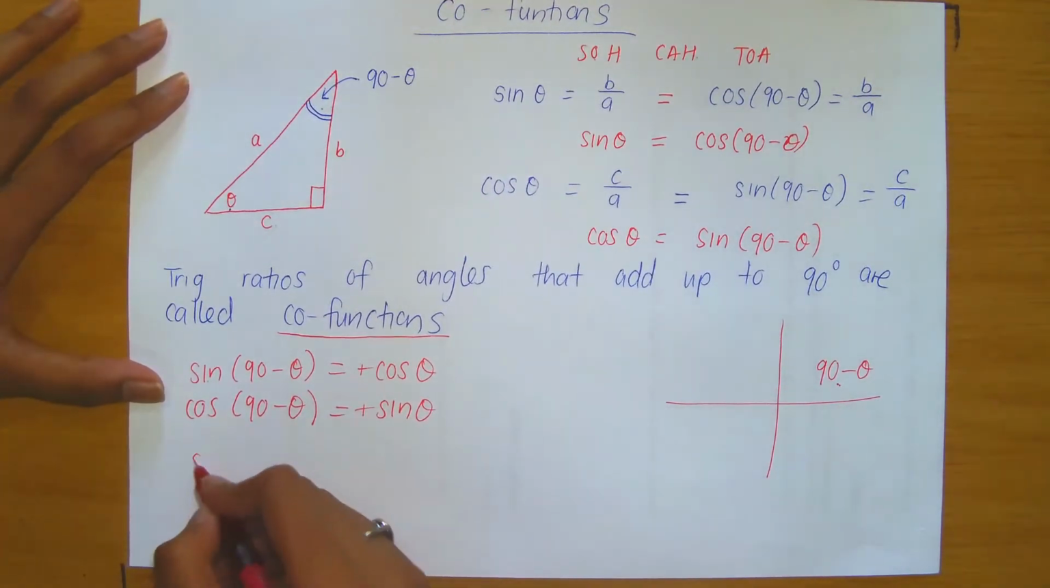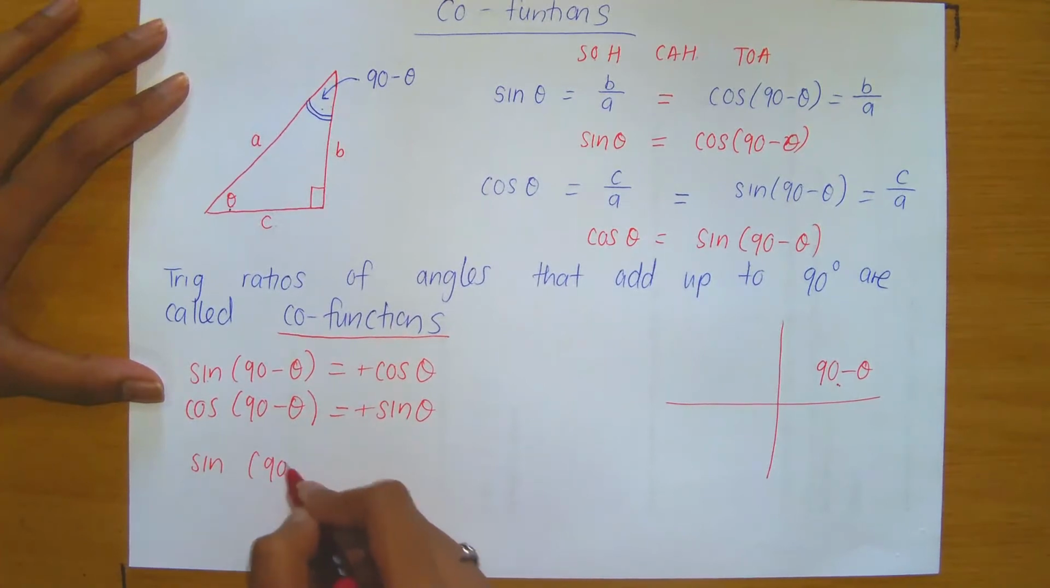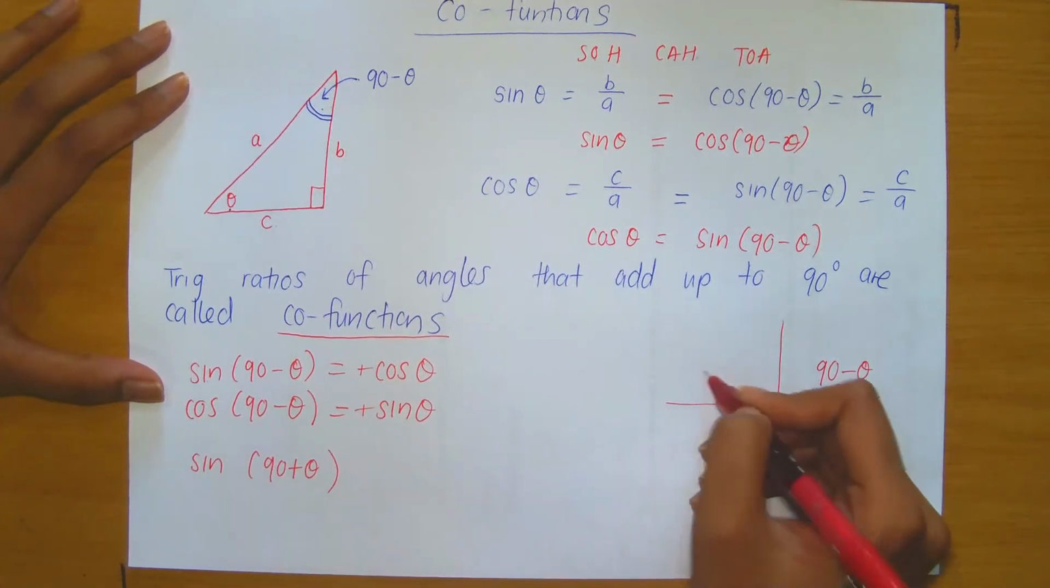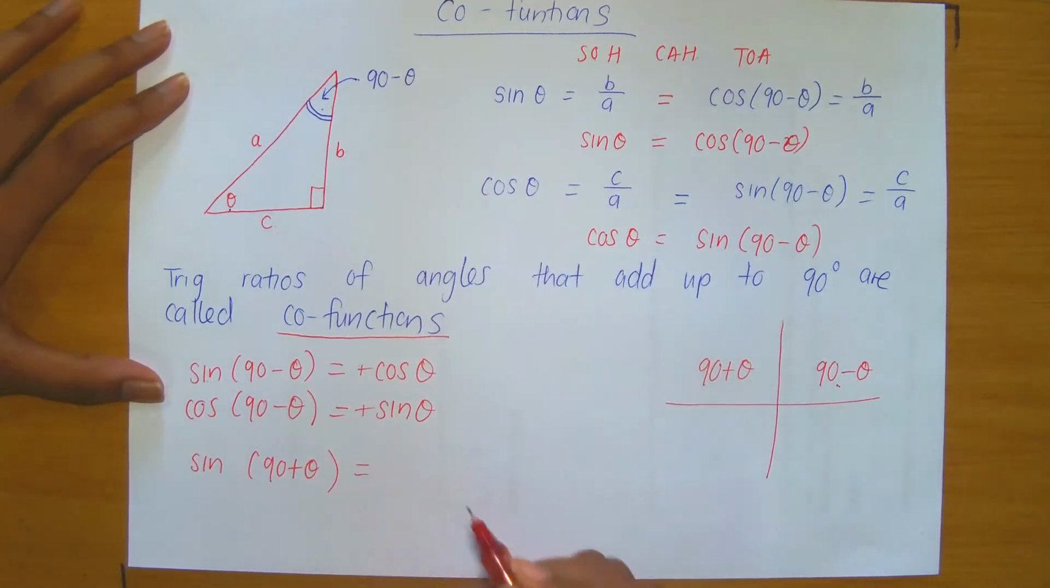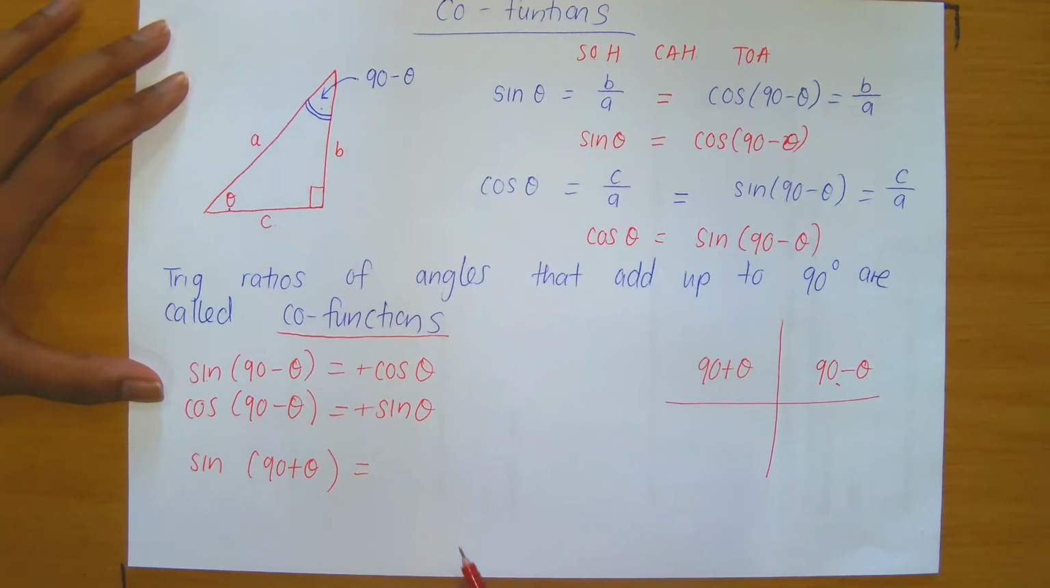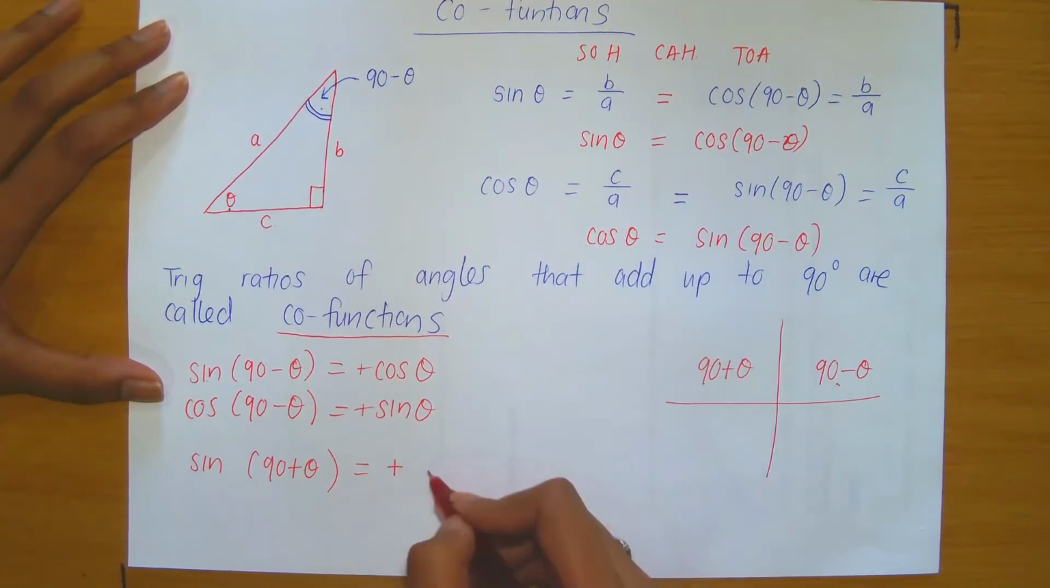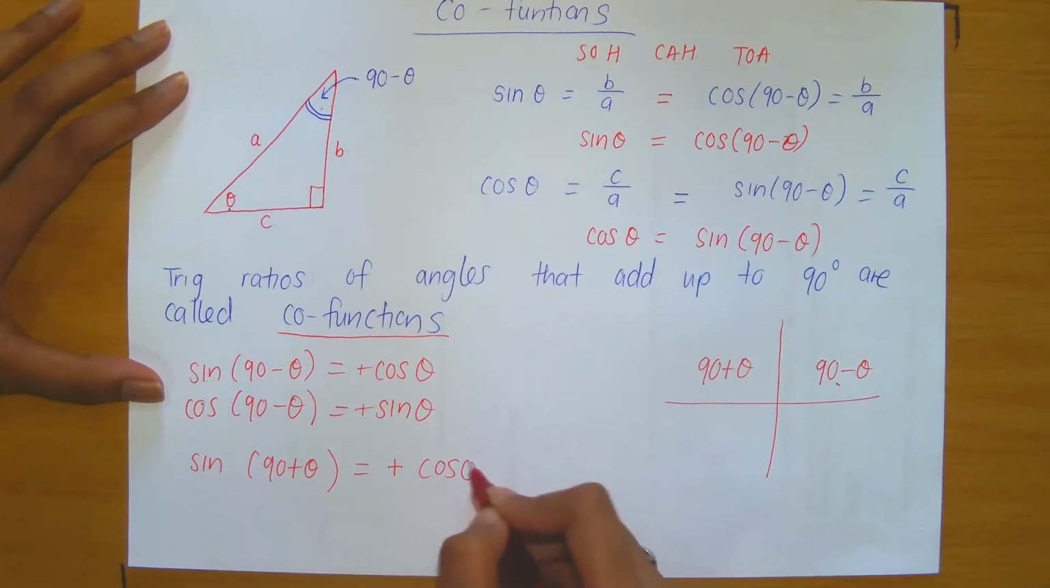Let's now take sine of 90 plus theta. Right, so 90 plus theta is in the second quadrant. In the second quadrant, we know by the CAST diagram that only sine is positive. So that means we will get back a positive answer, but since this is a co-function, it's cos of theta.